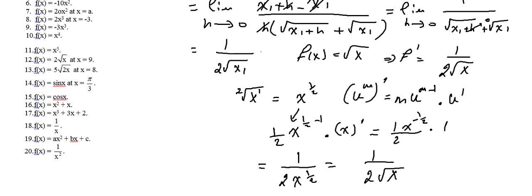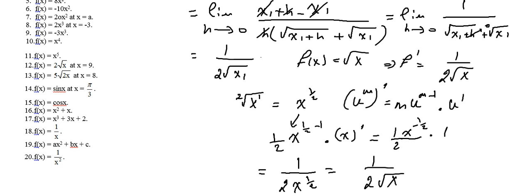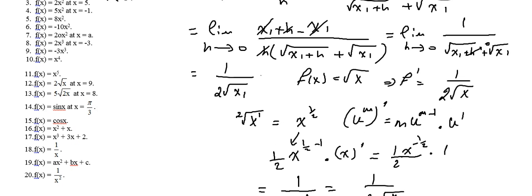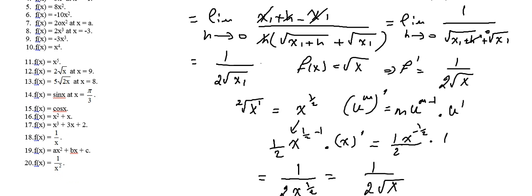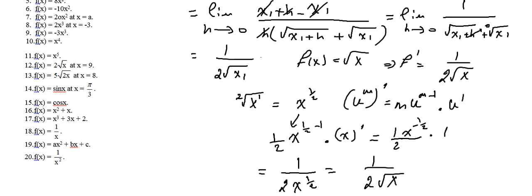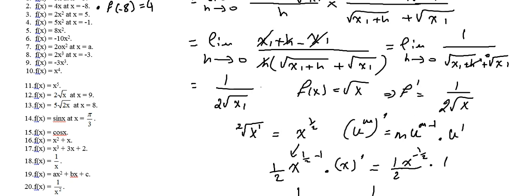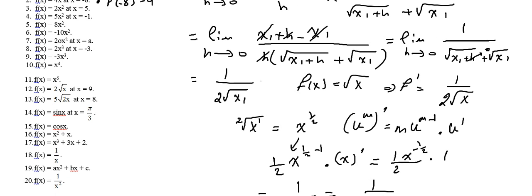Last thing we did, I think, was number 3. Number 4 is exactly the same, but instead of 2x squared, 5x squared. Number 5, the same. Number 6, the same. 7. Let's do number 8. They are all the same, right? You can try, and if you have any question, you can send me an email, and I will solve any problem you want.